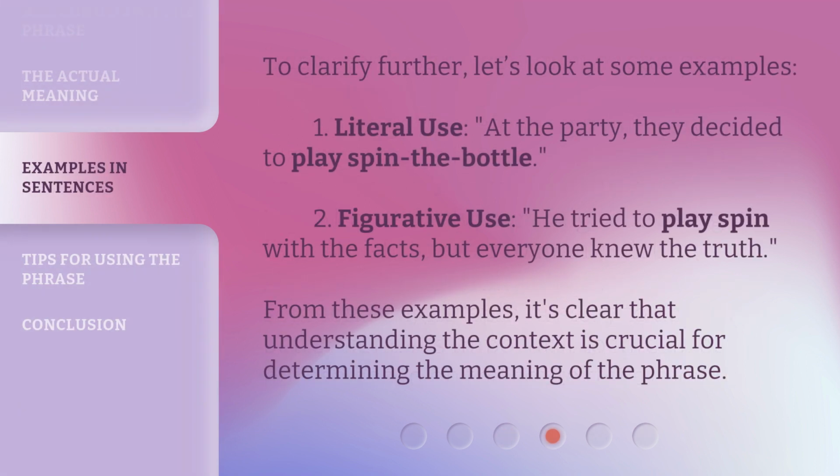To clarify further, let's look at some examples. 1. Literal use. At the party, they decided to play spin the bottle. 2. Figurative use. He tried to play spin with the facts, but everyone knew the truth. From these examples, it's clear that understanding the context is crucial for determining the meaning of the phrase.